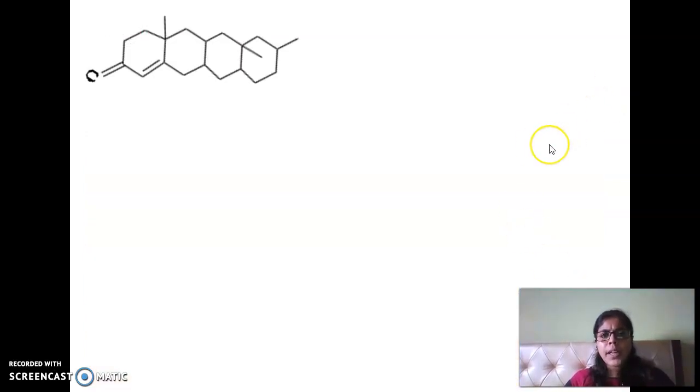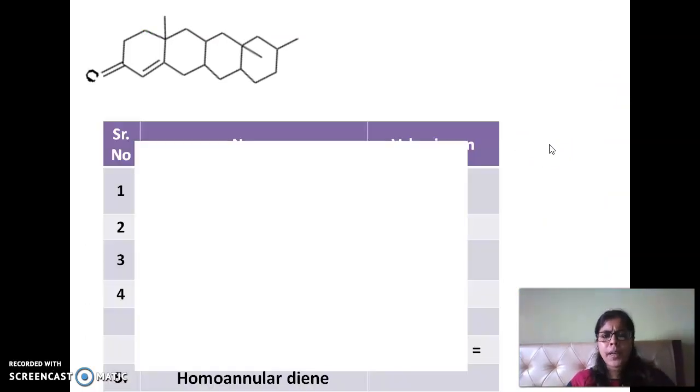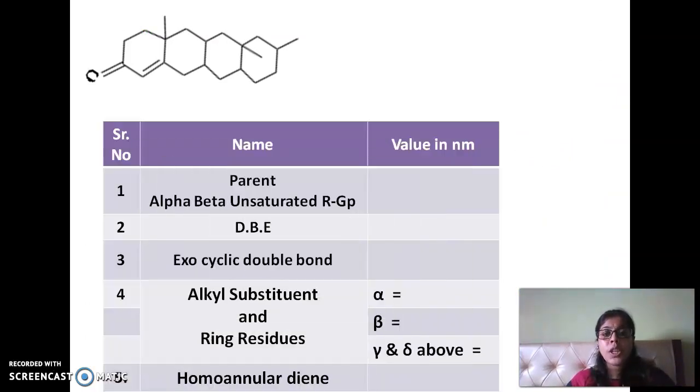Looks complicated, but I have to just figure out what is a parent. Again, I follow a sequential pattern. So what is a parent here? Parent is an alpha beta unsaturated carbonyl compound. So this is my alpha position. This is my beta to the carbonyl group. Now I have to check DBE. Do I have a DBE? No, there is no conjugation attached to my parent. So I do not have a DBE.